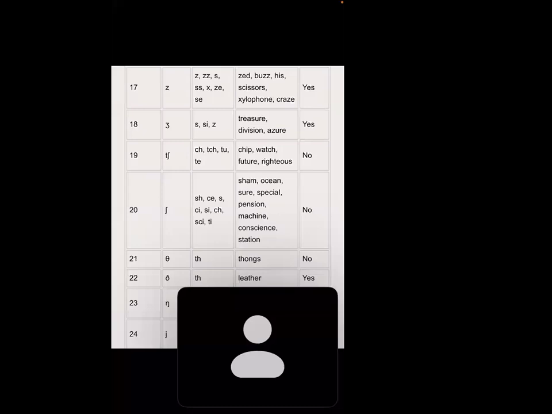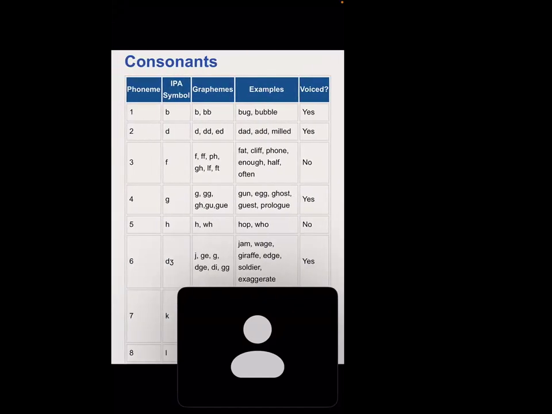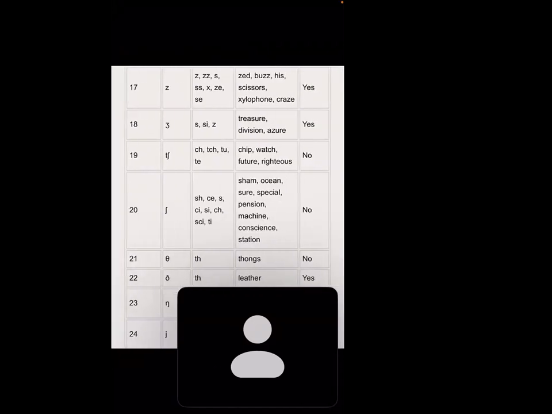Number 18, we have zh. Now, number 18 is technically the opposite of number 6. Number 6 says j, like you have to use your strength to produce this sound. So number 18 is the opposite. This one, you're relaxed. I think the French people use this sound a lot. For example, bonjour. They use the zh a lot.